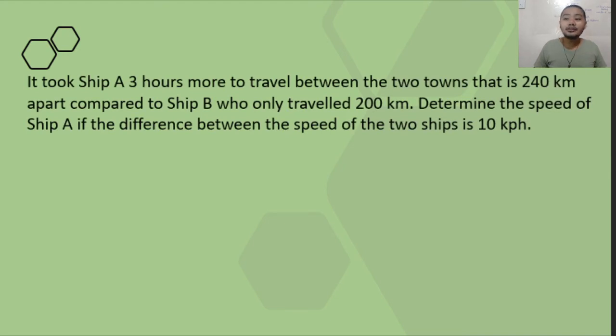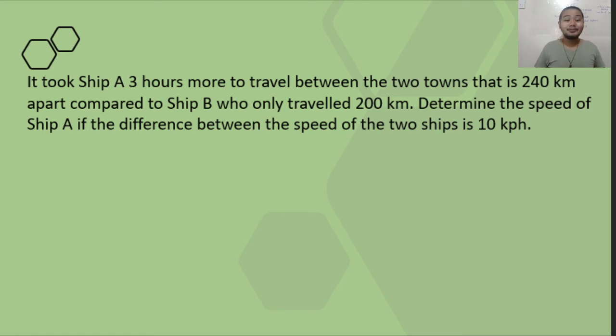Okay, it took ship A 3 hours more to travel between the two towns, that is 240 kilometers apart, compared to ship B who only traveled 200 kilometers. Determine the speed of ship A if the difference between the speed of the two ships is 10 kilometers per hour. So, analyze muna natin bago tayo mag-solve.